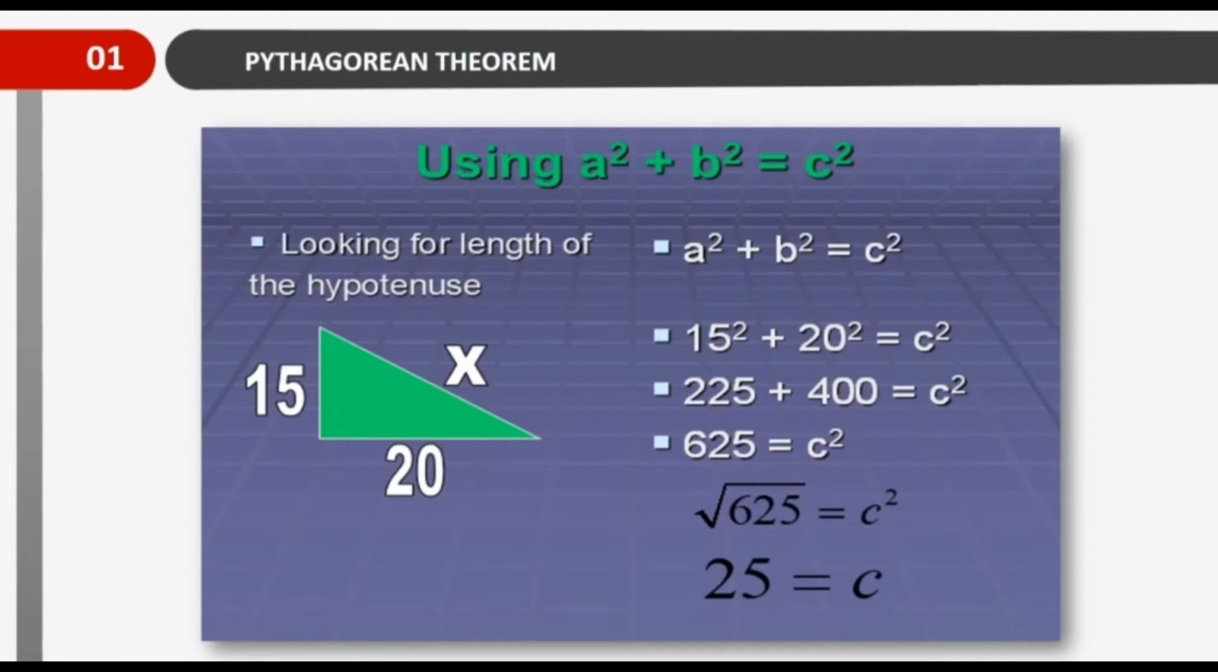A is a value of 15, so 15 squared. Then B is equal to 20, then 20 squared. 15 squared plus 20 squared equals C squared. 15 squared is equal to 225, plus 20 squared is equal to 400, equals C squared. So 225 plus 400 equals 625, equals C squared. We're going to take the square root of 625, which equals 25. So the length of the hypotenuse is 25.